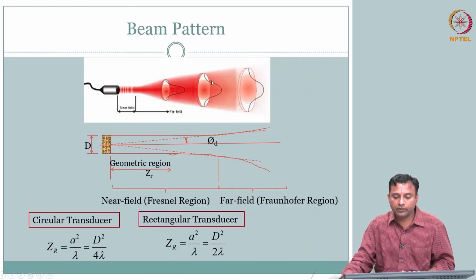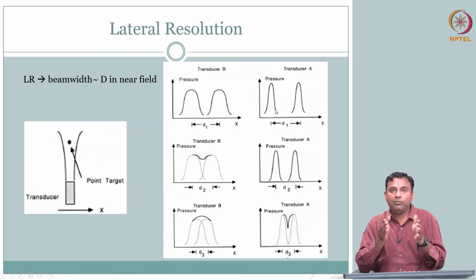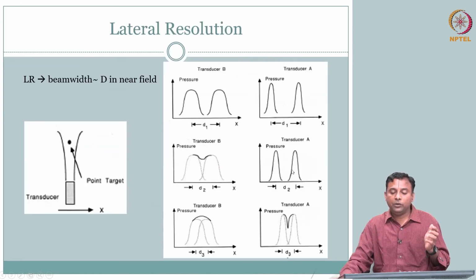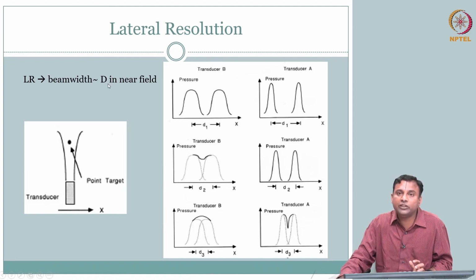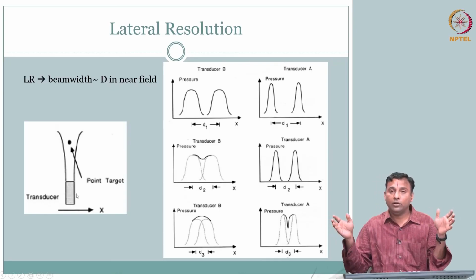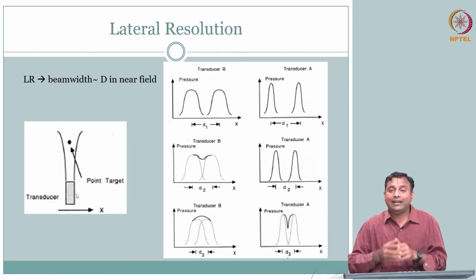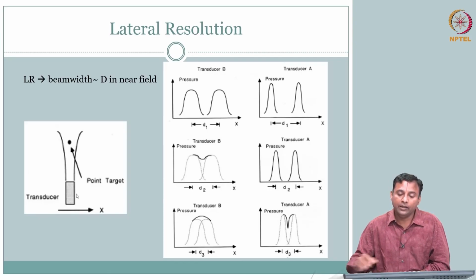This is what we are plotting. When it is a narrow beam, the ability to separate in the lateral direction becomes better, so your lateral resolution is better. Clearly you can see that the dimension of your aperture, D, which is your transducer aperture, plays a role in the lateral resolution. In the axial resolution, it is the pulse length. Therefore it becomes very important to understand this beam width.